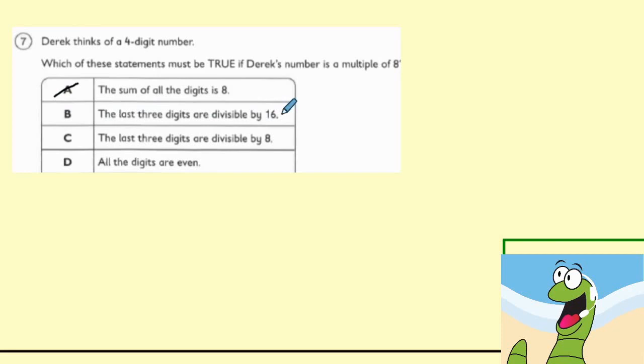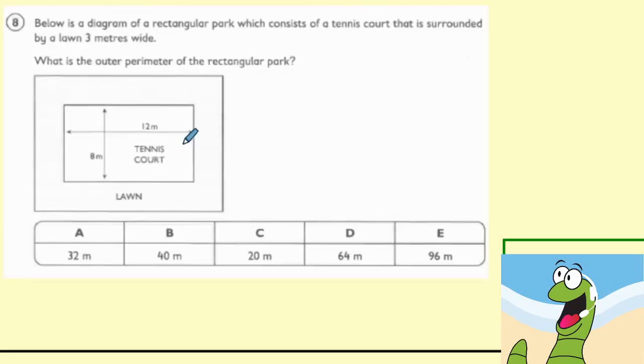Okay, no, that's not divisible by 16 either. The last three digits are divisible by 8. That could be all digits are even. Well, no, doesn't have to be all digits even. Okay, so our answer actually is C. Let's move on to our next one, question 8.